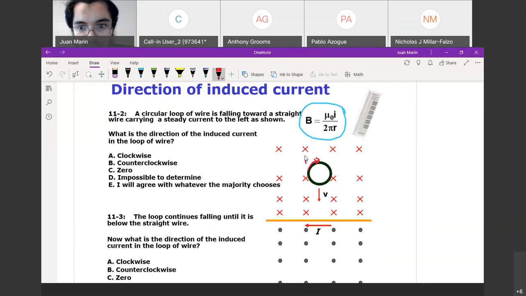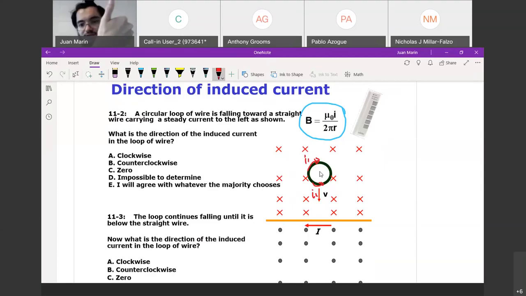Any suggestions? Is it A, clockwise? So I would say that, right? So if somebody else says counterclockwise, okay. Find what happens in both cases. So in both cases, well, for the clockwise direction, do the thumb rule, right?